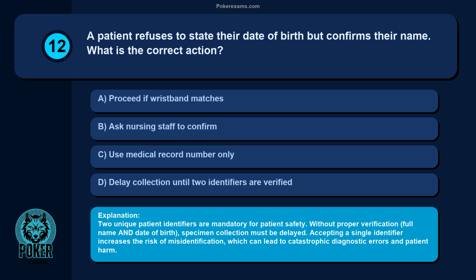2 unique patient identifiers are mandatory for patient safety. Without proper verification, full name and date of birth, specimen collection must be delayed. Accepting a single identifier increases the risk of misidentification, which can lead to catastrophic diagnostic errors and patient harm.